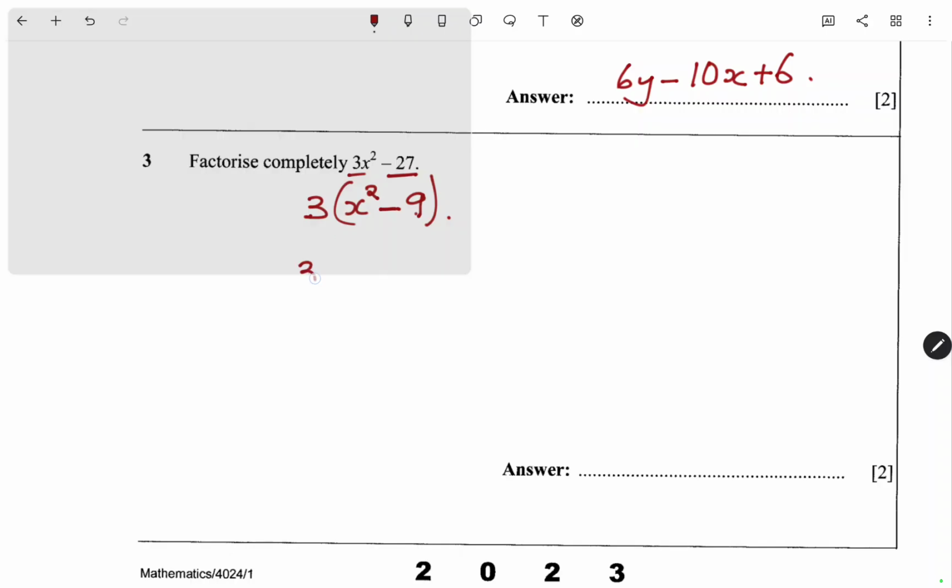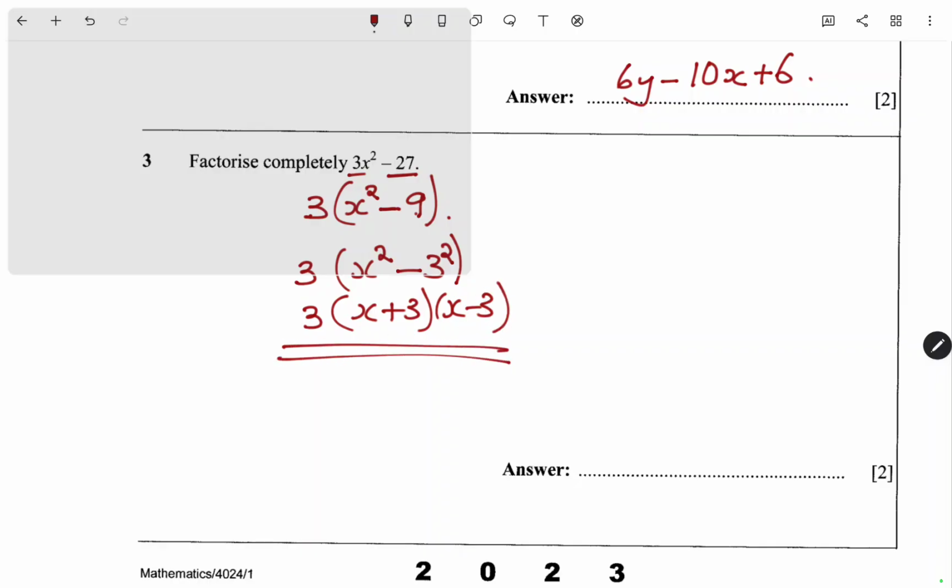So this will be 3x squared minus 3 squared. Difference of two squares. So this will be 3x plus 3, x minus 3. We're done. So each time, remember, each time you have x squared minus y squared, difference of two squares should come into your mind. So this is x plus y, x minus y.